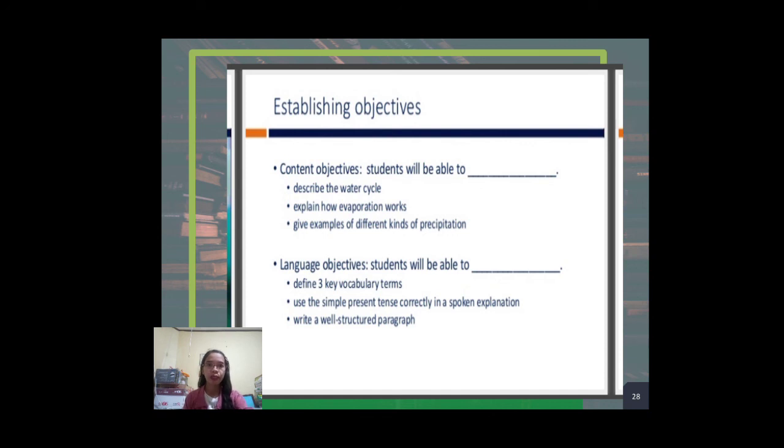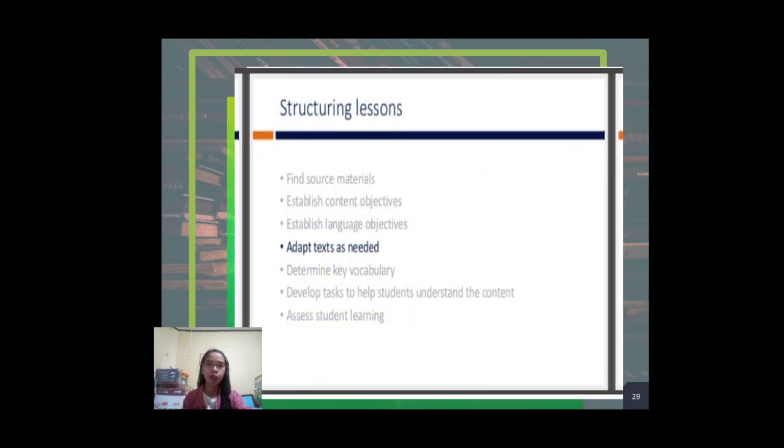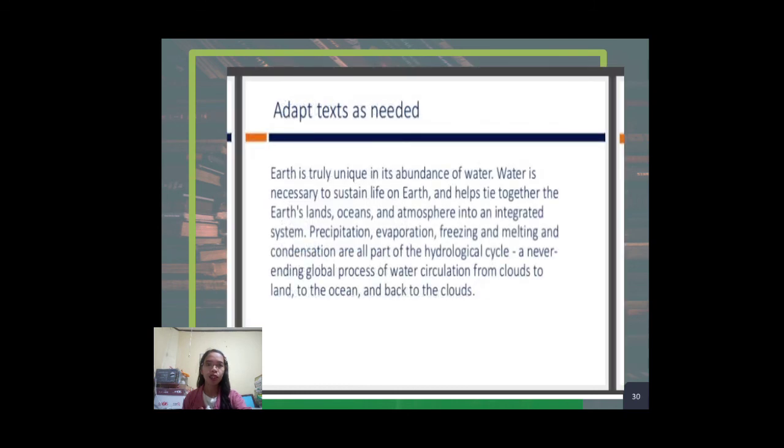Okay, so again, your content objectives is they will be able to describe the water cycle, explain how evaporation works, give examples of different kinds of precipitation. And as they learn all those contents, they will be also learning 3 vocabulary terms. So they're learning language. Okay, so we have here adopt text as needed. So we have here our text.